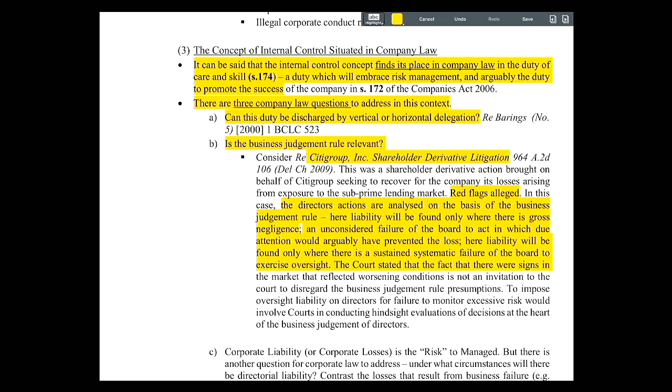And this meant that most of the cases involving banks after the last financial collapse all failed. There was the Citigroup case, there was also the Goldman Sachs case, which also failed. So the court stated that the fact that there were signs in the market that reflected worsening conditions is not an invitation to the court to disregard the business judgment rule presumptions. To impose oversight liability on directors for failure to monitor excessive risk would involve courts in conducting hindsight evaluations of decisions at the heart of the business judgment rule.